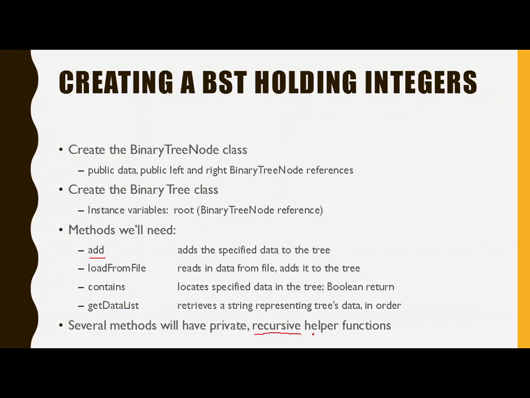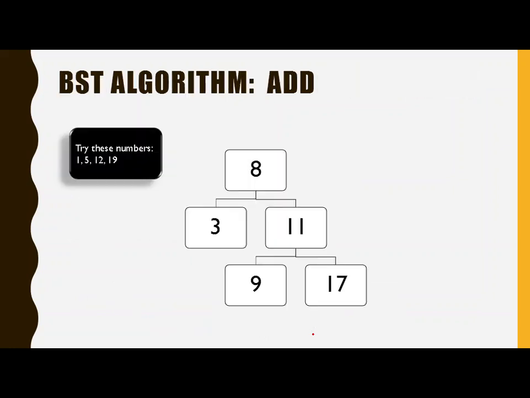So let's first talk about the algorithm behind add, and then once we understand it, we'll talk about the pseudocode, then we'll go look at the code, and then we'll do some other fun things with these other methods. So let's say that we are trying to come up with a way to add data to a tree. Let's start with an existing tree, and then we'll work our way back into other kinds.